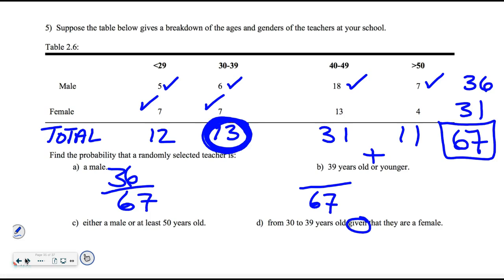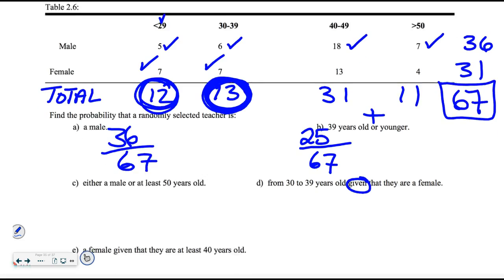For example, you guys are what, 16, 15? How old are you guys? 14, right? You would be considered 39 or younger, so you would be in this group over here. So we have to make sure we add those up. Whenever you see or, you should be adding stuff up. All right, and that's a 25, and we can leave that as a fraction.